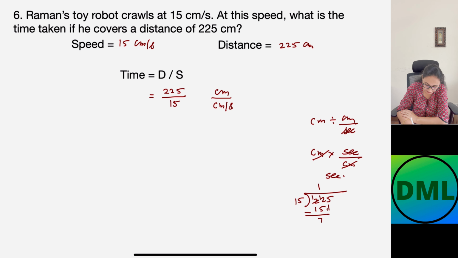7, and 5 will come down and it will be 5 here. 1 minus 1 is 0. 75 is more than 15. 15 times 5 is 75. Let's write down here 5 and this will be 75. If you subtract it, your answer is 0. My answer will be 15 seconds. Let's write down here 15 seconds is my answer.